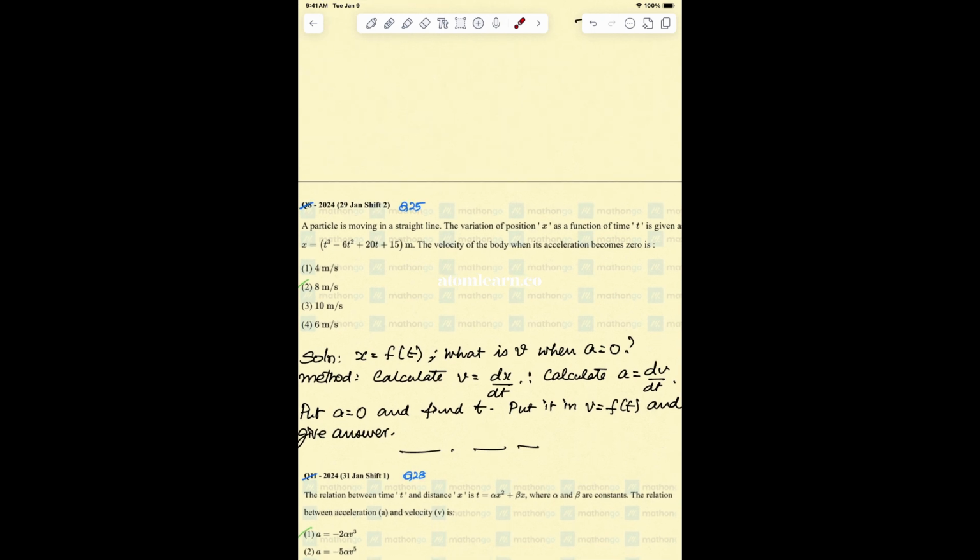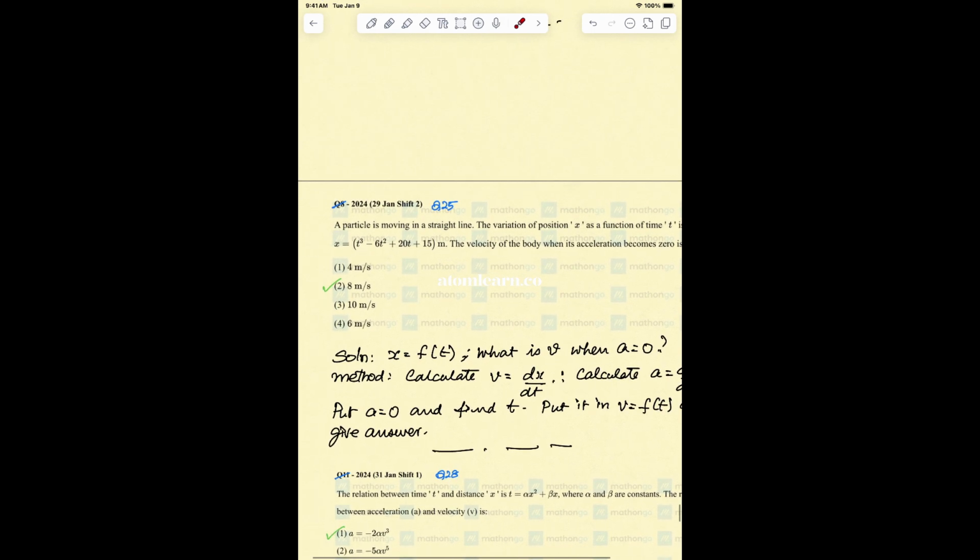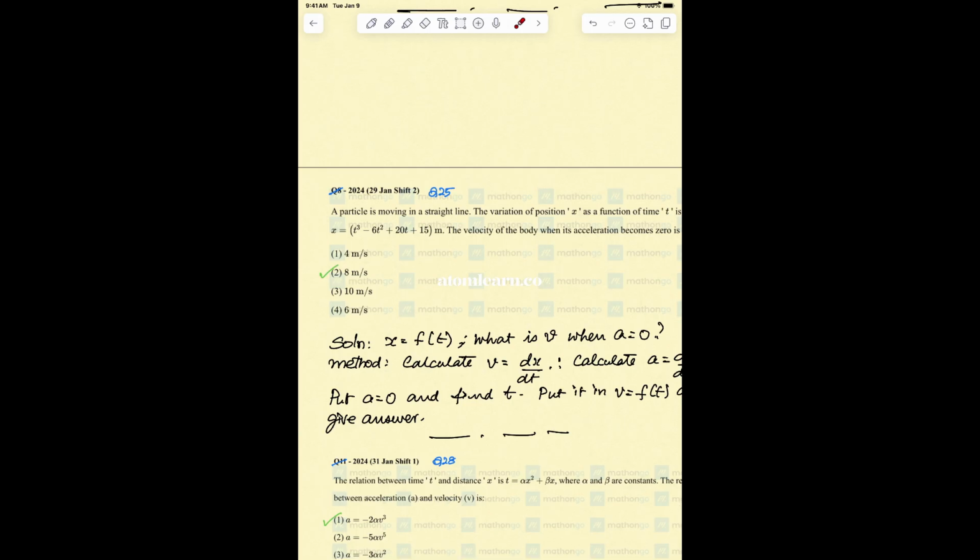A particle is moving along a straight line. Variation of x as a function of time. Wherever you have x as a function of time or v as a function of time, it's pretty straightforward because you can go about v equal to ds by dt and a equal to dv by dt. Straightforward, direct methods.